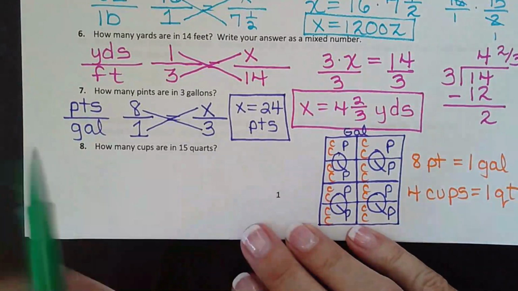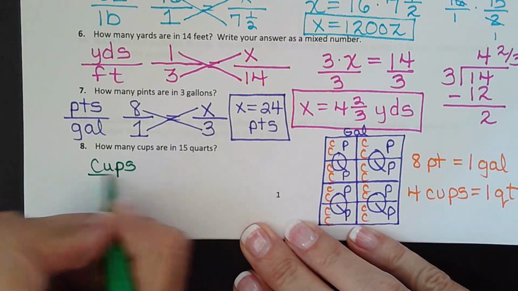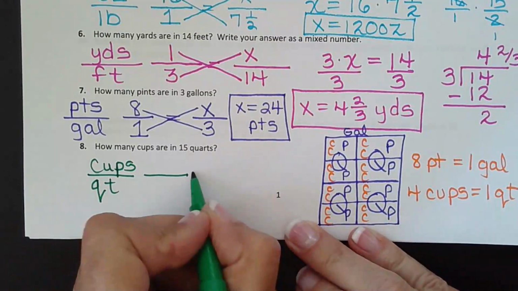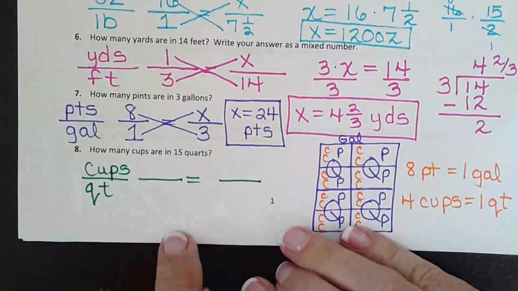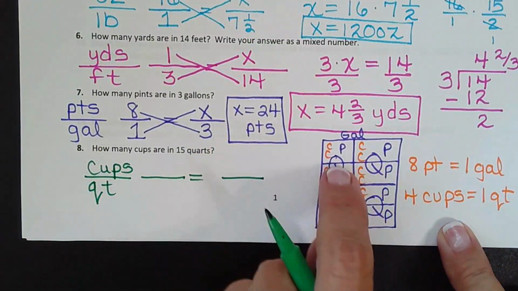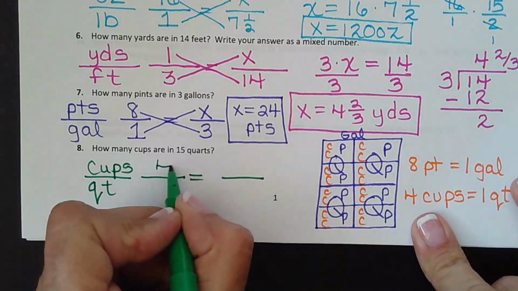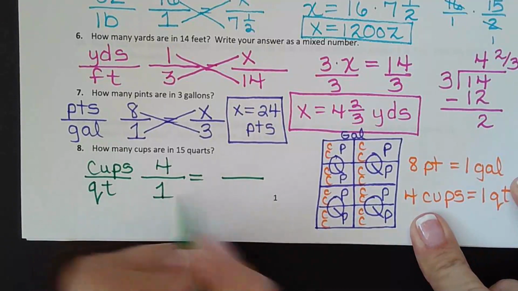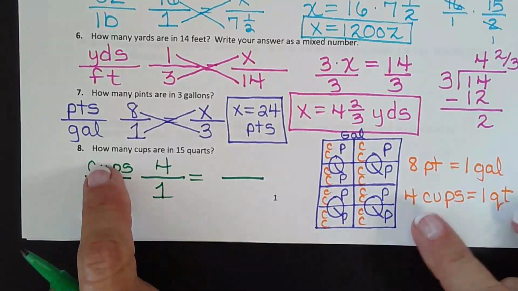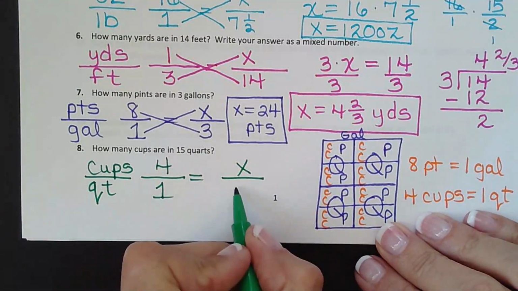Okay, this one's cups and quarts. So we have our little thing here. In 1 quart, there are 1, 2, 3, 4 cups. So 4 cups in 1 quart. And we can see that clearly from the picture. And then it says how many cups, so put your X there, in 15 quarts.